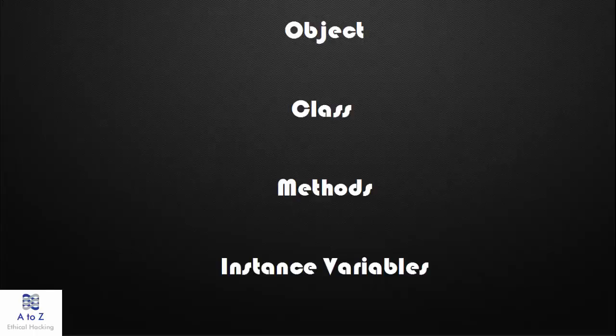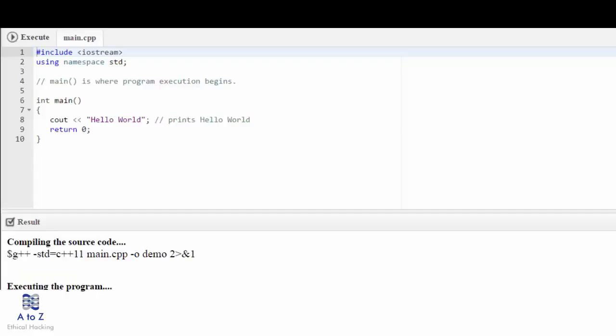A class can contain many methods. It is in methods where the logic is written, data is manipulated, and all the actions are executed. Instance variables. Each object has its unique set of instance variables. An object's state is created by the values assigned to these instance variables. Let us look at a simple C++ code that would print hello world.